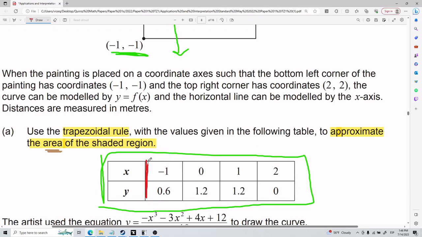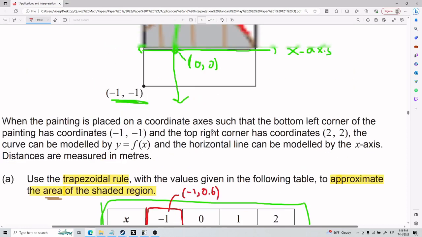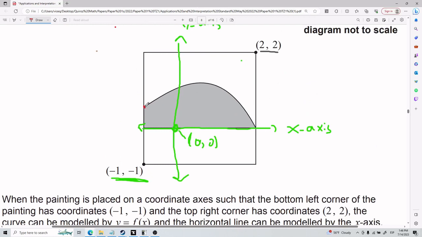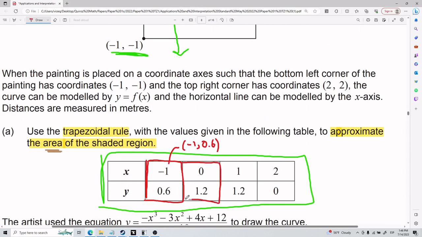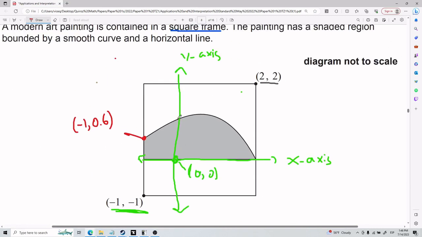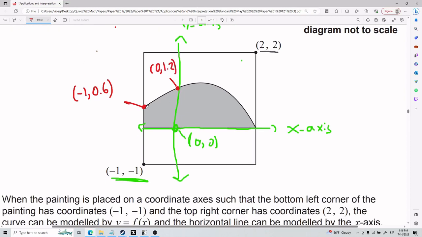So you have this point here, -1, comma 0.6. If I put that in, it would be here. This right here is -1, comma 0.6. What is the next one? 0, comma 1.2. So at 0, we have 0, comma 1.2, and here we have our first trapezoid.